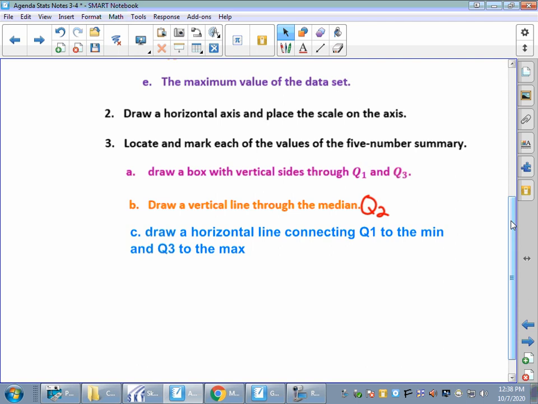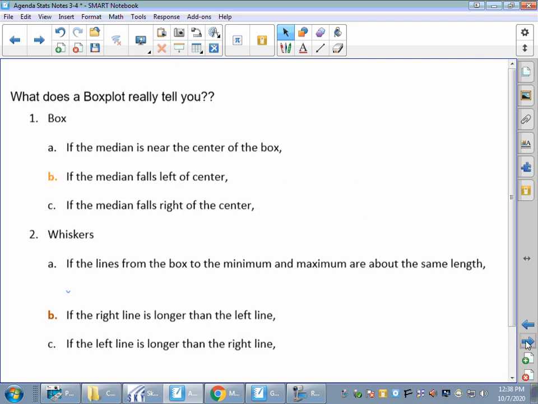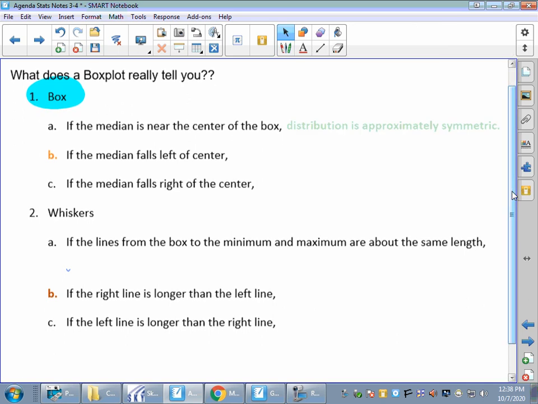We're going to make one in just a second, but there are some things that our box and whiskers can tell us about what the data looks like. If you look at just the box part of your data, remember, we always like it when our data is very symmetric. That's like a perfect world. Everything falls nice and neat. If your median is near the center of the box, your distribution is pretty symmetric, a pretty normal or bell curve. If your median falls left of center, remember, when I talk about the median, I'm talking about Q2. That's the vertical line that we put inside the box.